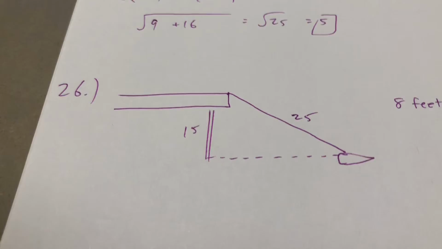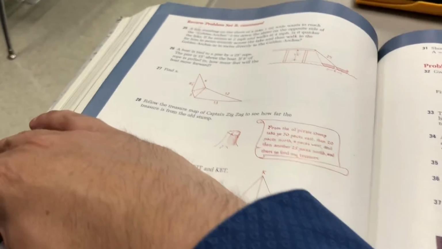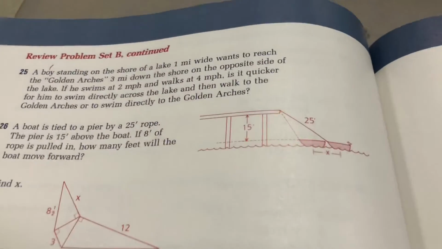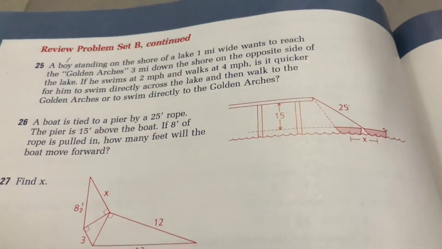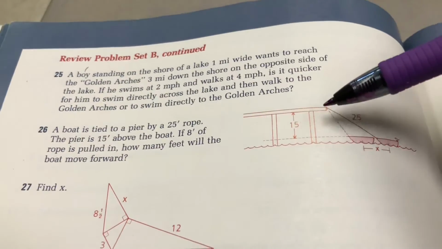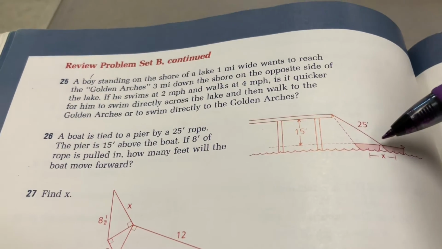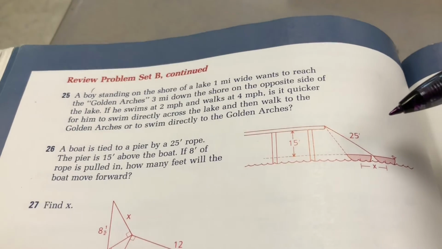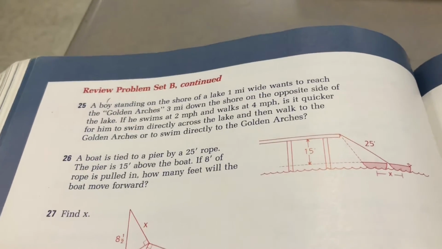All right. And finally, the boat question. Let's look at the wording of this one. It's kind of a neat problem. It's a little bit counterintuitive. So you have a boat here, and it's tied to a pier by a 25-foot rope. We can see that right here. And the pier is 15 feet above the water, or at least 15 feet above the top of the boat, I guess. And it says if 8 feet of rope is pulled in, how many feet would the boat move?